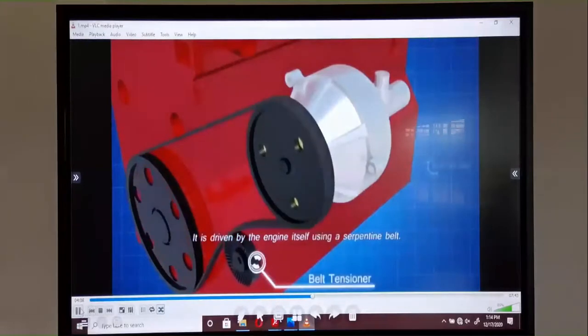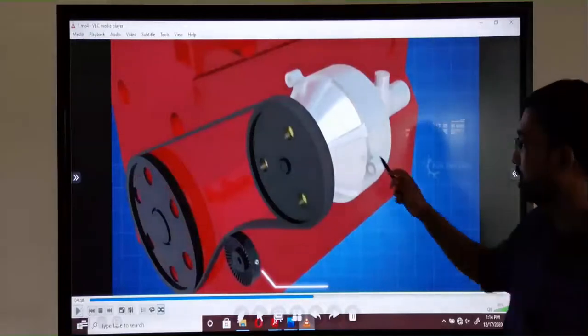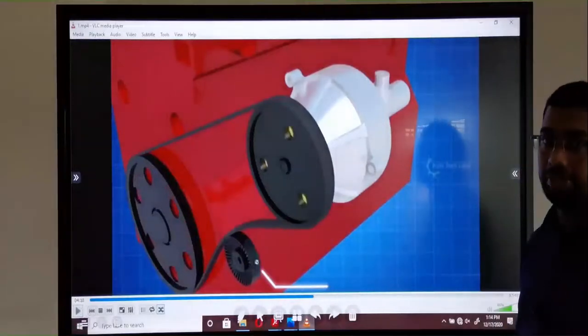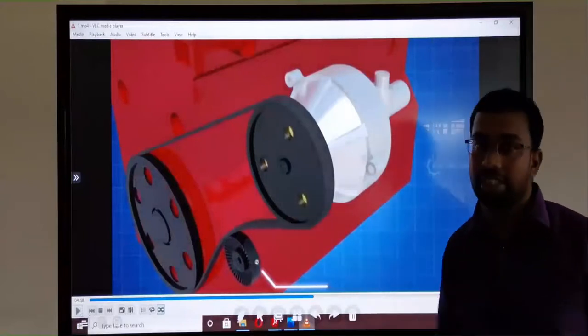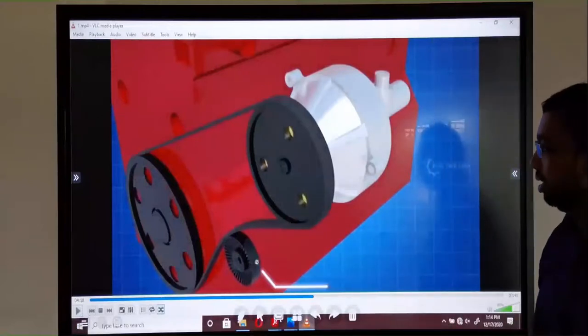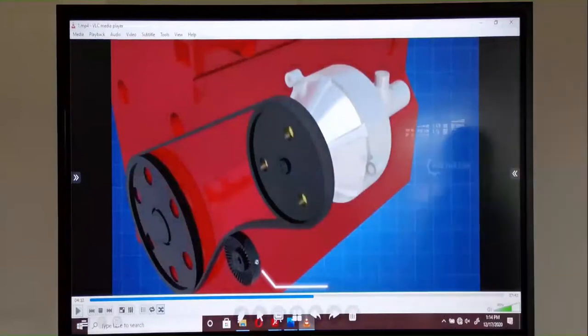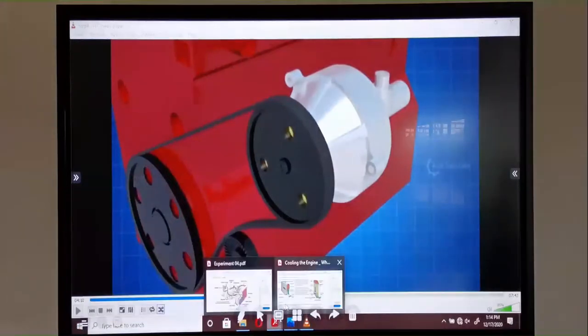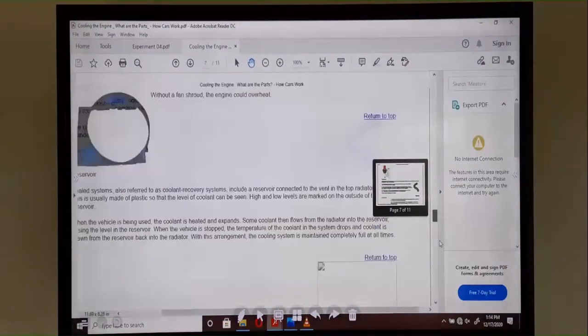Here you can see this is the water pump. This is connected with the crankshaft pulley, and this is the tensioner, the small pulley, and this is connected with the belt, the serpentine belt. First we see how this water pump works, and the cut model of this pump.